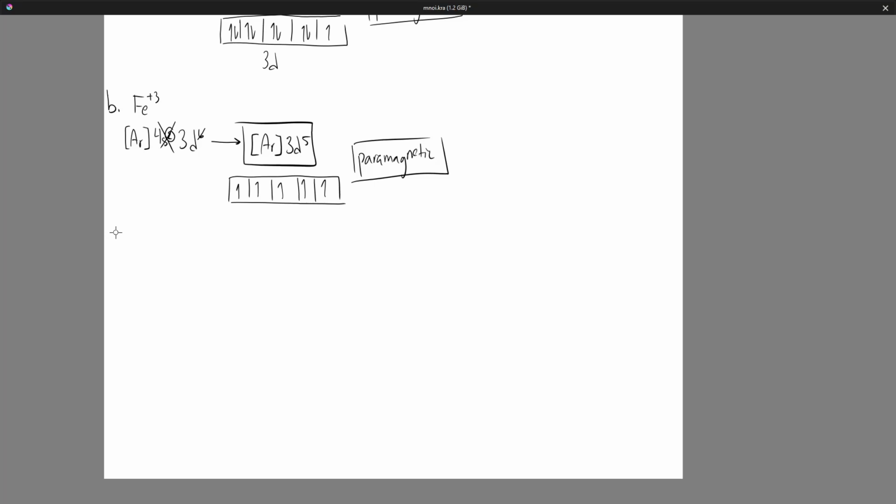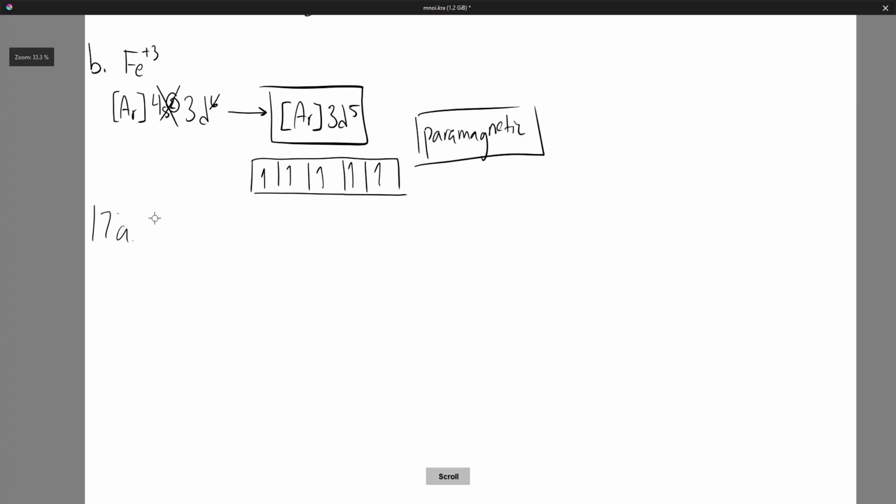17 says, write and balance each chemical reaction. So, let's start with A. It says, lead 2 nitrate solution is added to potassium iodide solution. So these two are going to be our reactants.